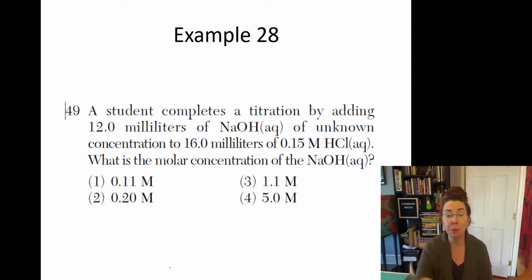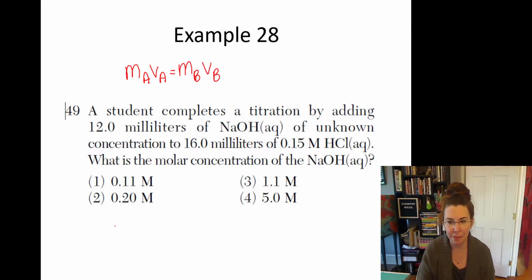Okay, let's try example 28. Here's another one. It's a multiple choice. I'm going to give you a moment to look it over and try to solve this one on your own. Alrighty, so this is a titration equation. A student completes a titration by adding 12 milliliters of sodium hydroxide of unknown concentration to 16 milliliters of 0.15 molar hydrochloric acid. What is the molar concentration of the sodium hydroxide? So we're going to be using MaVa equals MbVb, and I'm going to set that up down here.